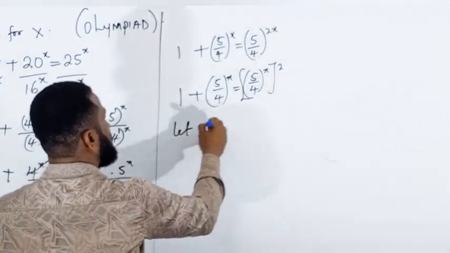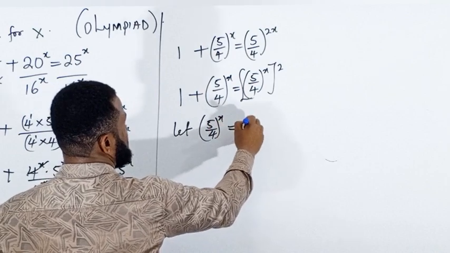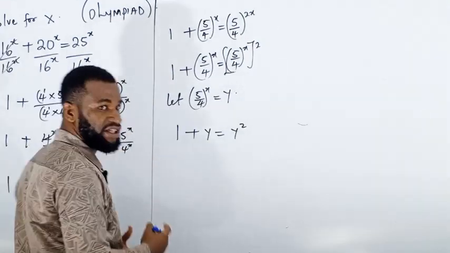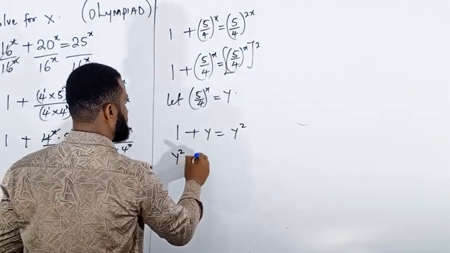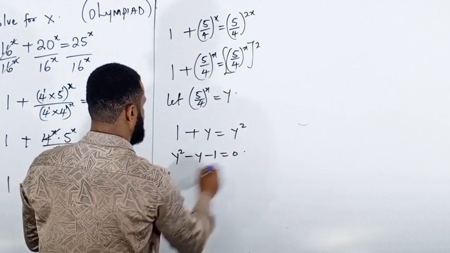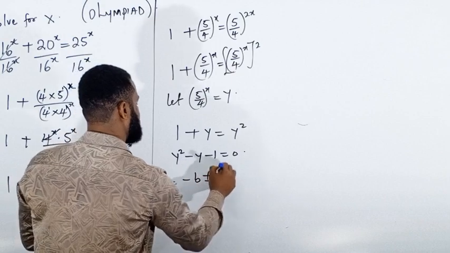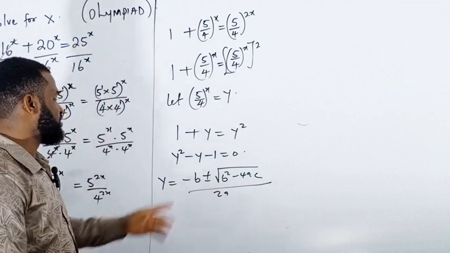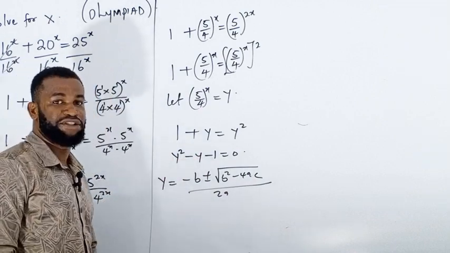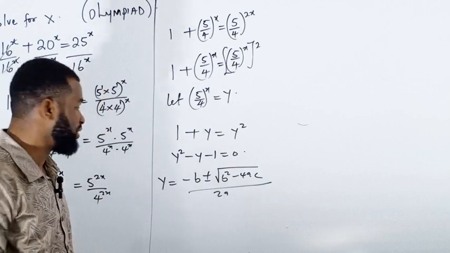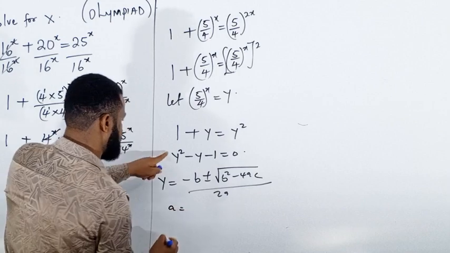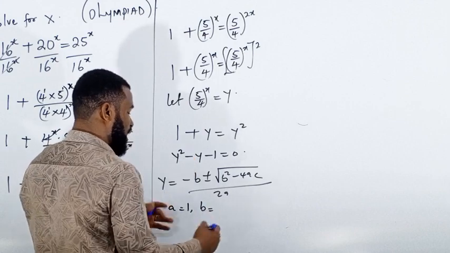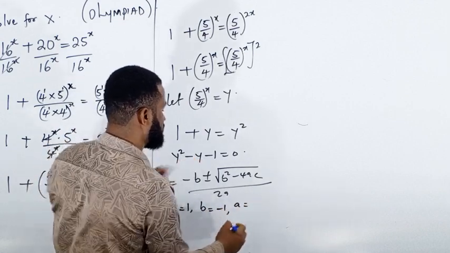Therefore, I'm going to say let 5 over 4 all raised to power x be y. So I have 1 plus y is equal to y squared. Now I'm going to solve the quadratic equation. I'm going to have y squared minus y minus 1 equal to 0. So I'm saying that y is equal to minus b plus or minus square root of b squared minus 4ac all over 2a. When I get to this point, I know it cannot be factorized. So I'm applying the quadratic formula, where a is the coefficient of y squared, which is 1, b is the coefficient of y, which is minus 1, and c is this constant, which is minus 1.